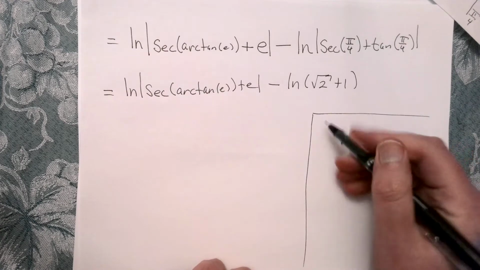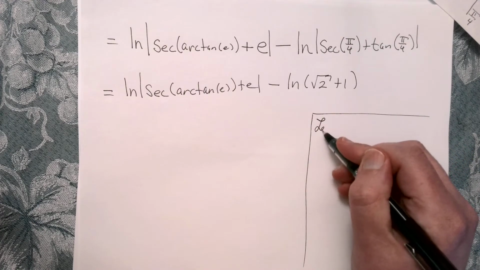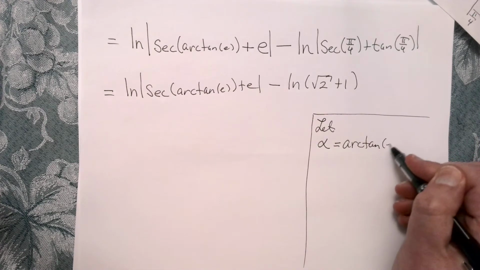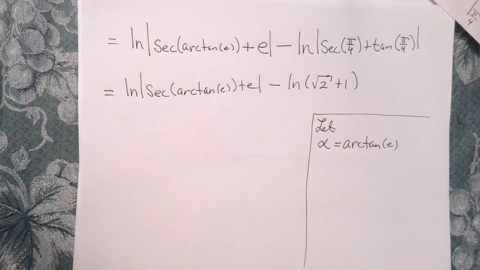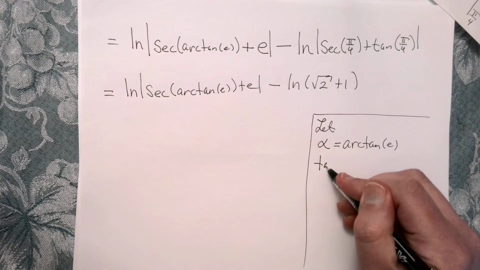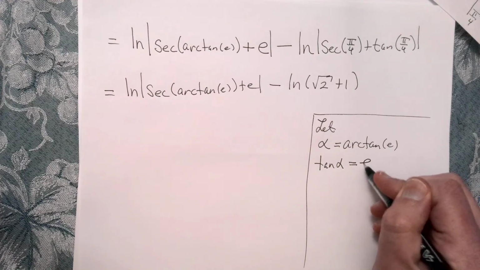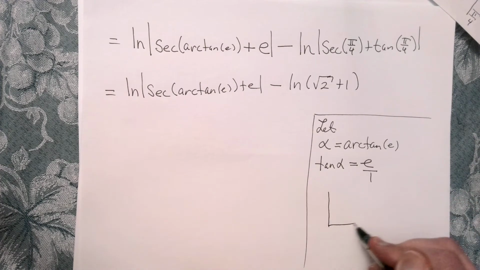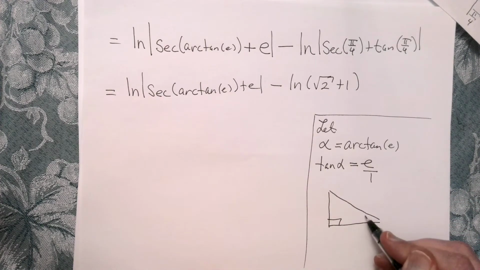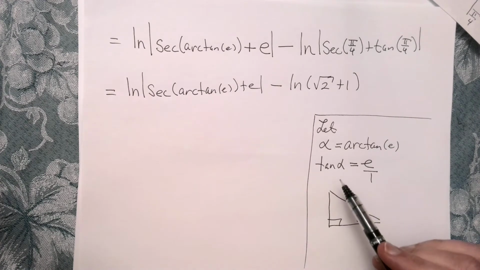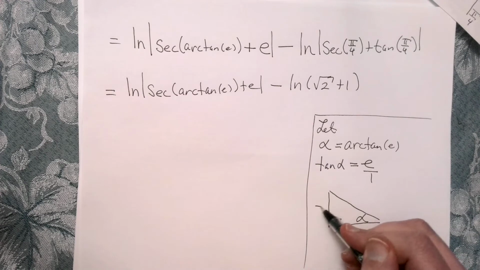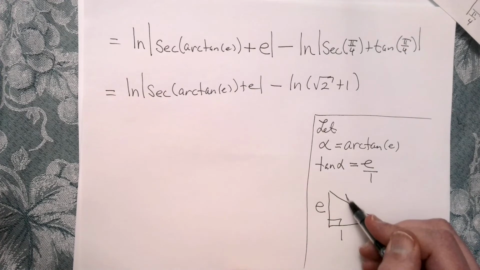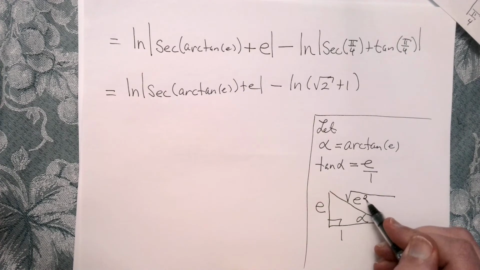Let's let alpha equal the arctangent of e. So by properties of inverses, we can rewrite this, right? So we know that the tangent of alpha equals e. And we can put that over 1 and make a right triangle. So here's angle alpha. And tangent is equal to opposite over adjacent. And so the Pythagorean theorem yields the following for the hypotenuse. This is the square root of e squared plus 1 squared.